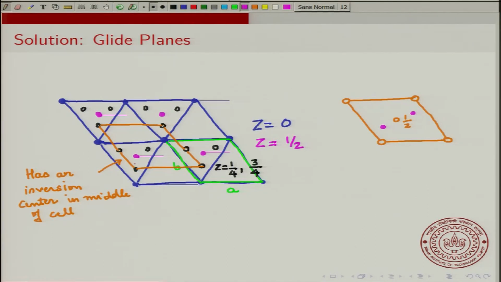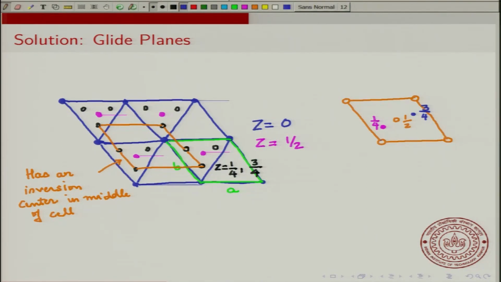This atom was located at half in the original cell. In this cell, since it is already raised by 1/4, this atom will be located at 1 by 4, and this atom will be located at 3 by 4. So, maybe I'll use a different color, the blue color. This is at 3 by 4. So, this is the same unit cell. Now it has two atoms, two points that are inside. There are no points at the corners.